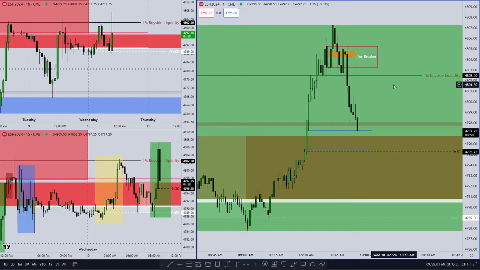There's that low, and there's that imbalance high. One tick below it, I would consider it booked.